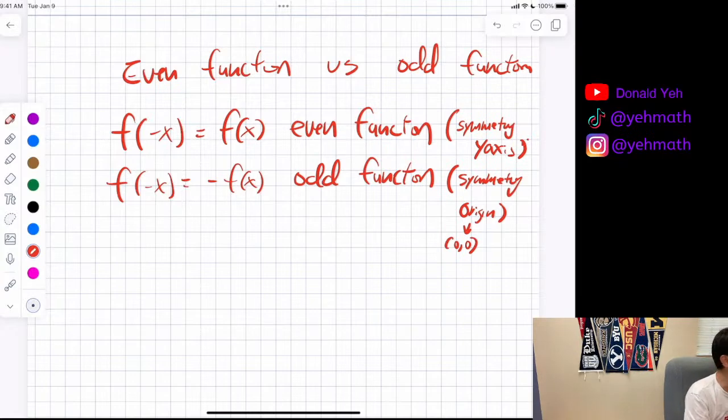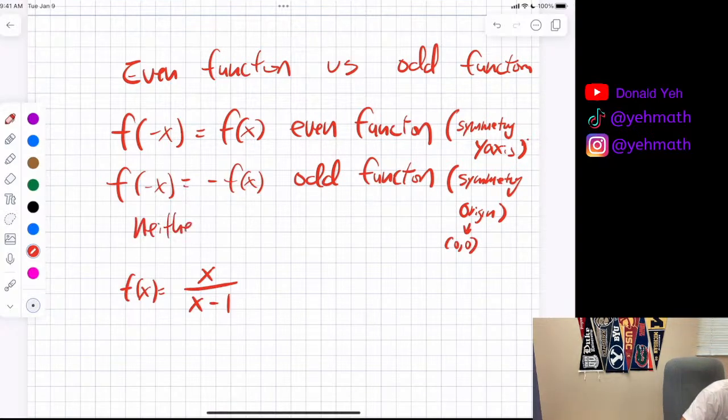So how do you know if a function is symmetry to even function or odd function? Okay. So let's just say f of x equals x times x minus 1. And oh, also they can be neither function. So it can be neither even or odd, because most functions can be neither even nor odd.